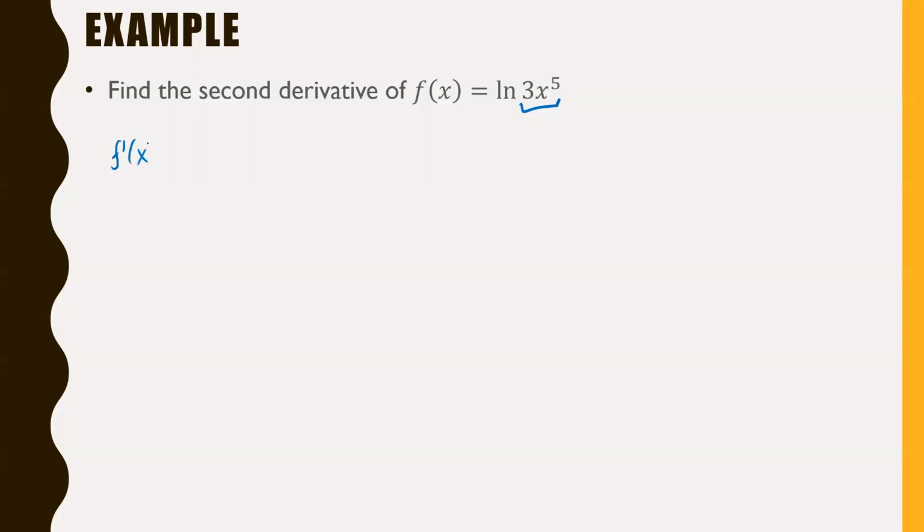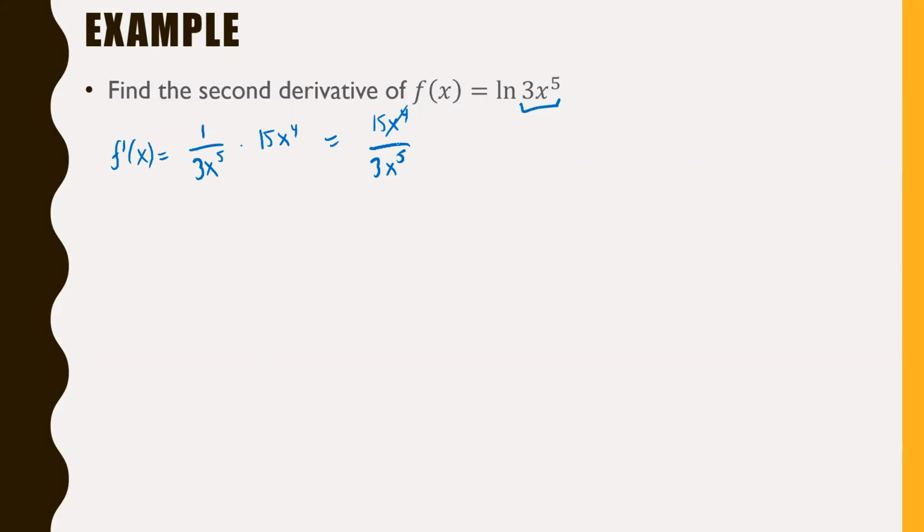So the first derivative of this is just going to be the derivative of the outside of the function, so just the ln stuff. Well, the derivative of ln is 1 over whatever was in there, so it'll be 1 over 3x to the power of 5. But then we have to times by the derivative of the stuff on the inside. Well, the derivative of 3x to the power of 5 would be 15x to the power of 4. So if I rewrite this, this is now 15x to the power of 4 over 3 times x to the power of 5.